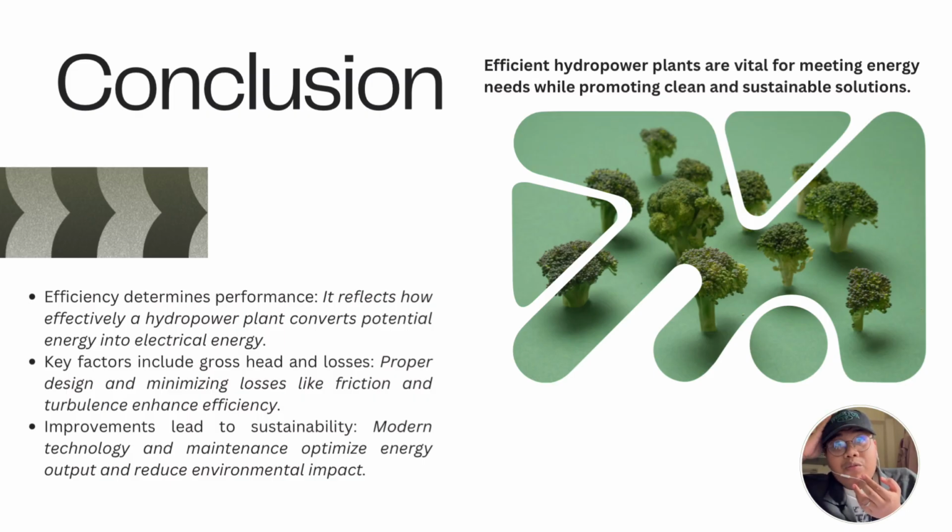Next, we move to the conclusion. Efficient hydropower plants are vital for meeting energy needs while promoting clean and sustainable solutions. Efficiency determines performance, and it reflects how effectively a hydropower plant converts potential energy into electrical energy. The key factors that determine the efficiency of the power plant include gross head and also the losses. Proper design and minimizing the losses like friction and turbulence will enhance the efficiency of the hydropower plant.